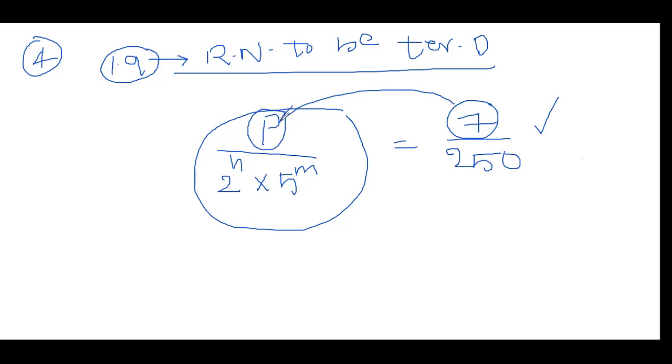Means that only a single number should be in the numerator. So 7 is p. Now here 250 is there. But I require 2 to the power of something and 5 to the power of something. This number you have to write in the form of this. For that, what to do, guys?